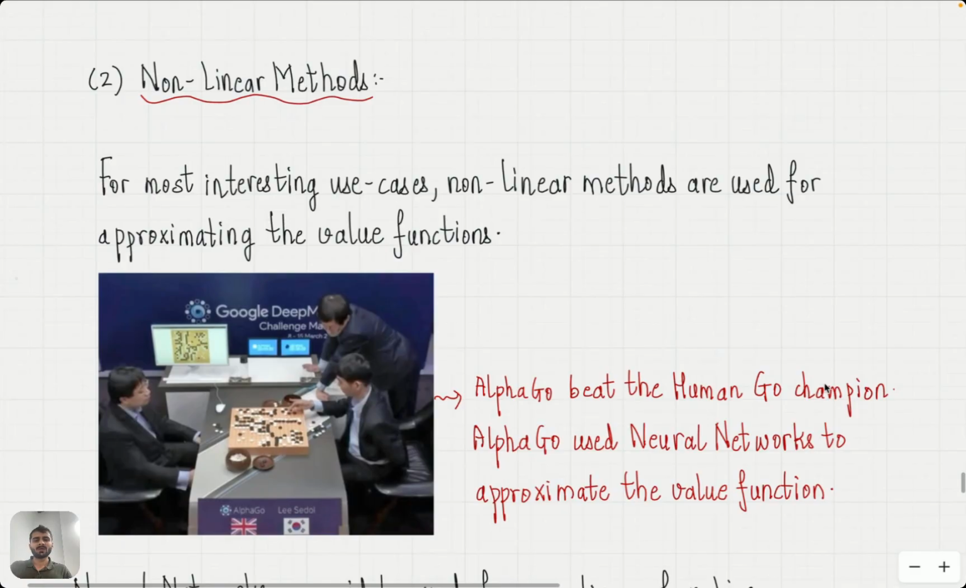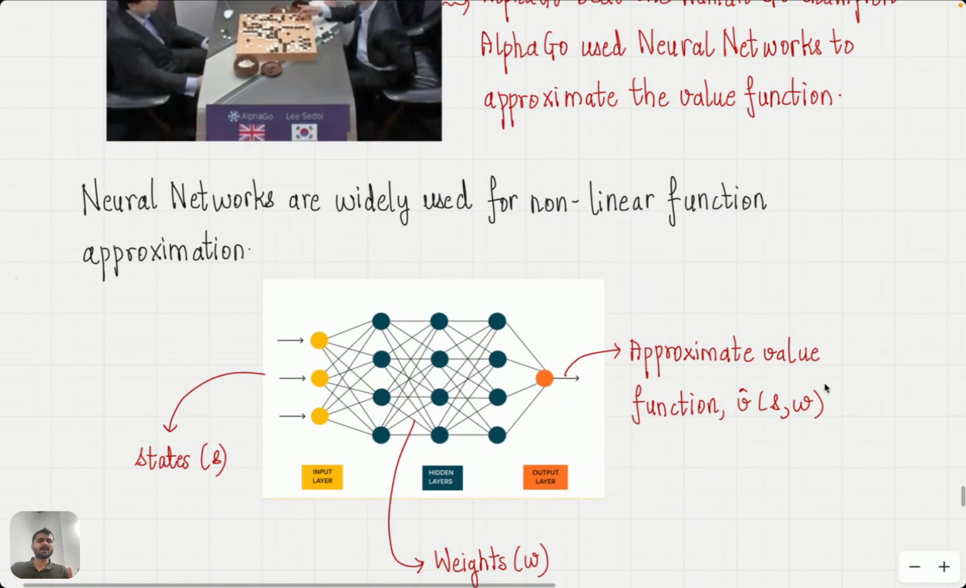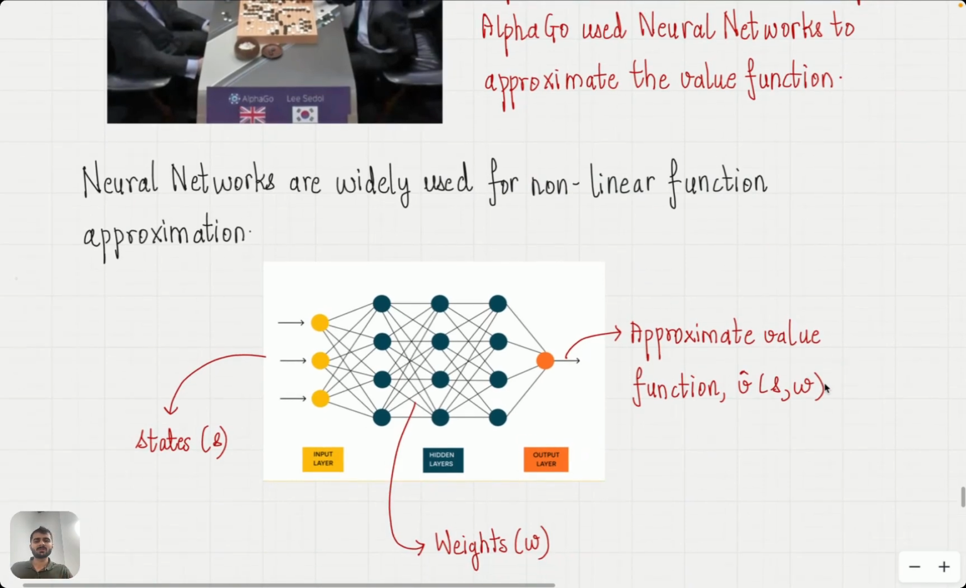reinforcement learning through human feedback, or reasoning models like the GRPO algorithm, which is used in DeepSeek. All of these algorithms or methods, or systems like AlphaGo, have used neural networks to approximate the value function. And neural networks are very widely used for nonlinear function approximation.